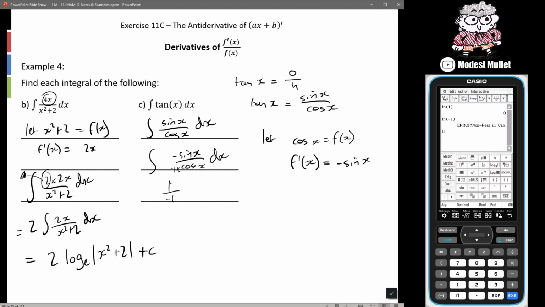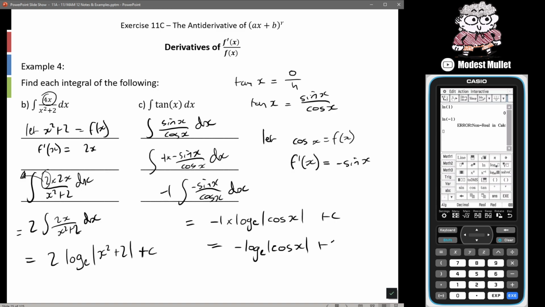So I could put 1 on negative 1, or much better just if I put negative sine x, well, negative 1 times that. I take the negative out the front, negative sine x on cos x. So now I have it where I've got f of x on the bottom, I've got f dash of x on the top. So that is going to be equal to negative 1 times log to the base e, absolute magnitude of cos x plus c. Just to simplify it a little bit, we don't need to write it as negative 1 times log, we can just write it as negative log the base e cos x plus c. And we're done.